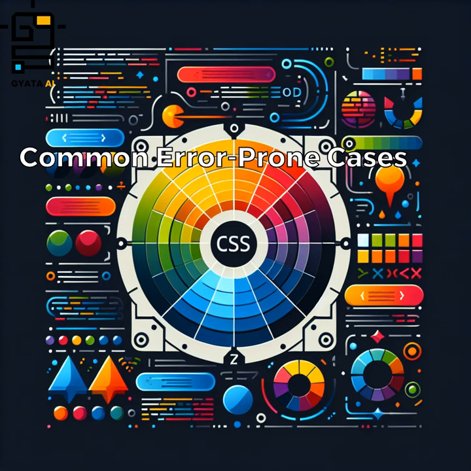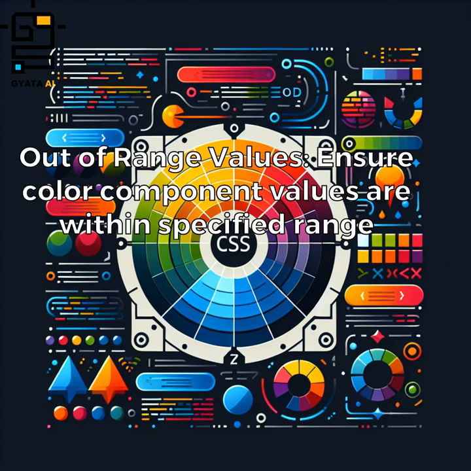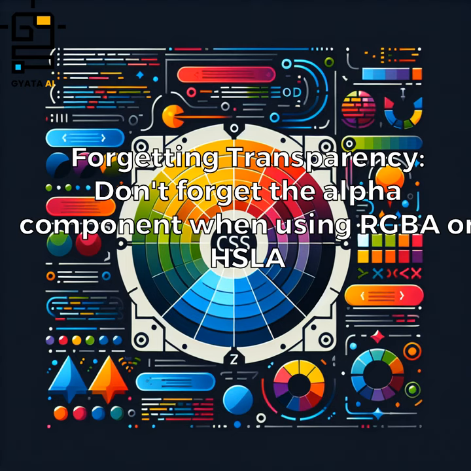Common error-prone cases. Incorrect syntax. Ensure you use correct syntax for color codes. Out-of-range values. Ensure color component values are within the specified range. Forgetting transparency. Don't forget the alpha component when using RGBA or HSLA.